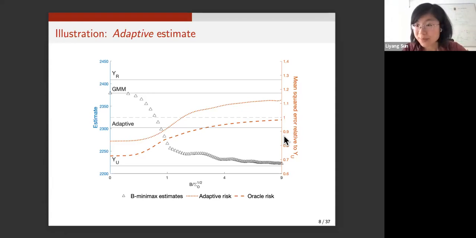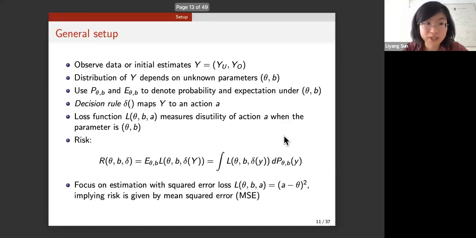Great, so thanks so much for all these very helpful questions, and I will move on to cover the general setup and then build on to how we define the regret. So this is a framework where the data is YU and YR, but we can more easily reparameterize in terms of the difference between YR and YU, called YO. And the data is distributed according to unknown parameters, that include both the target parameter theta as well as the nuisance parameter B, which stands for bias.